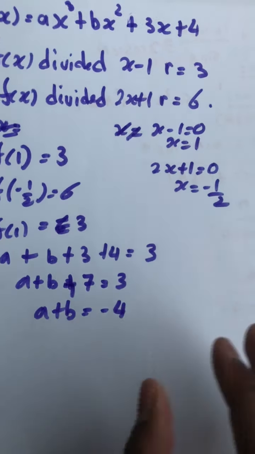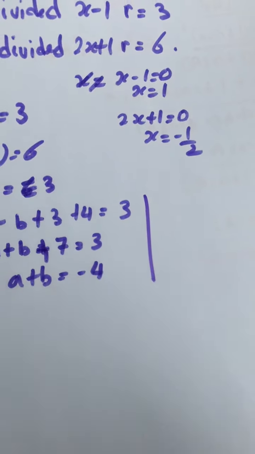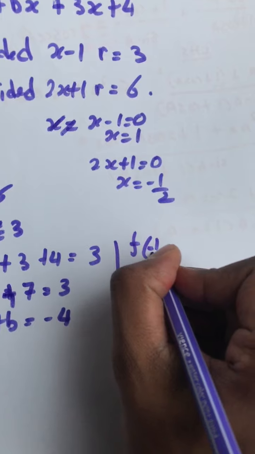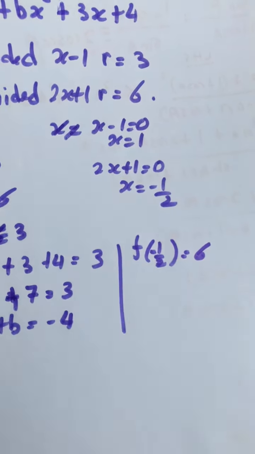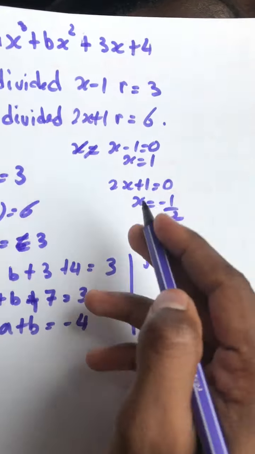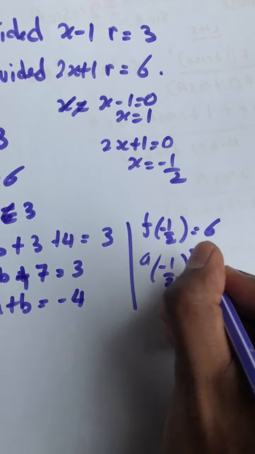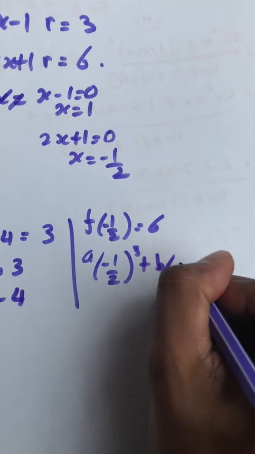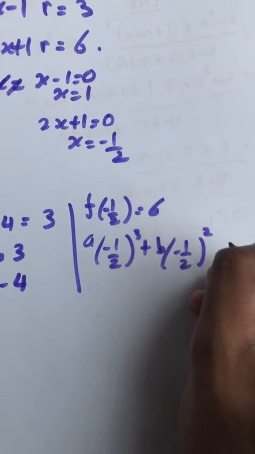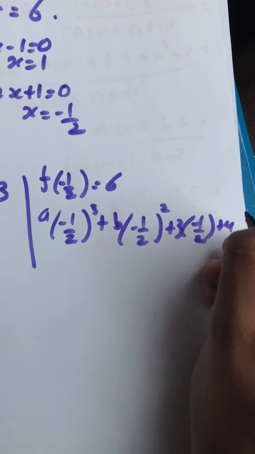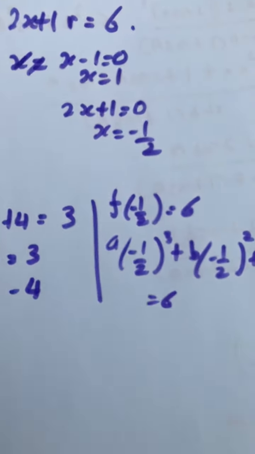So now we got this already. Let's do the next equation. For the other one, f(negative 1 over 2) equals 6. I'm going to replace x with negative 1 over 2 in all of this: a times negative 1 over 2 cubed plus b times negative 1 over 2 squared plus 3 times negative 1 over 2 plus 4 equals 6. This marker is not good, guys, I can't even see what I'm writing. Let me change the marker.